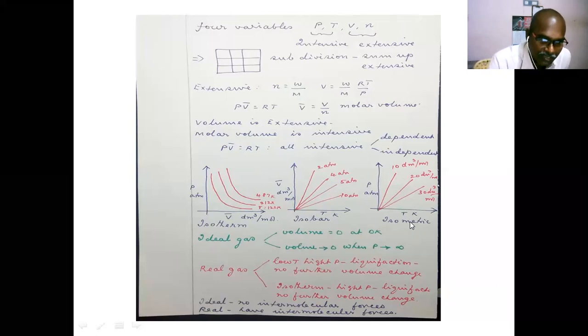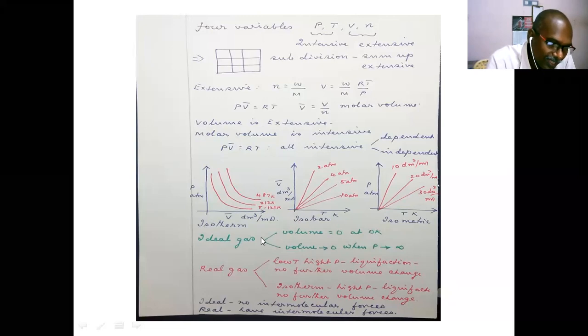Similarly, when I maintain the volume constant, that is called isometric. When I draw the isometric, I plot the pressure expressed in atmosphere and the temperature in Kelvin scale. For 10 decimeter cube per mole, I'm getting a straight line like this. For 20 decimeter cube per mole, a straight line like this. For 30 decimeter cube per mole, a straight line like this. So from these three different studies, isotherm, isobar, and isometric, an ideal gas is a gas which assumes zero volume at 0 Kelvin.